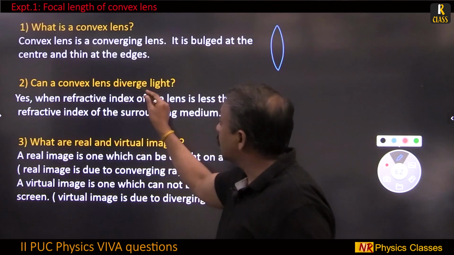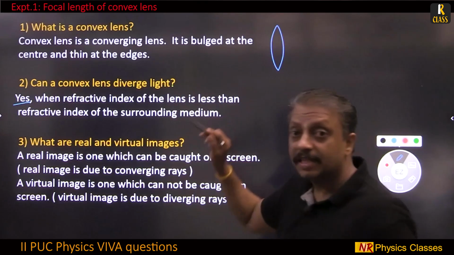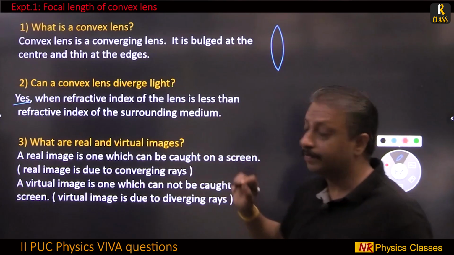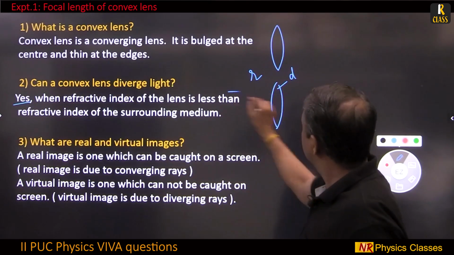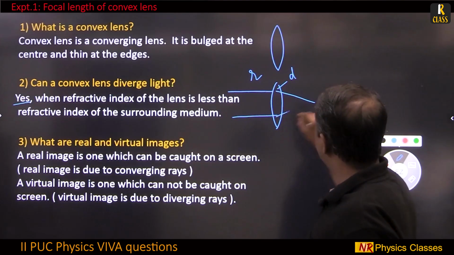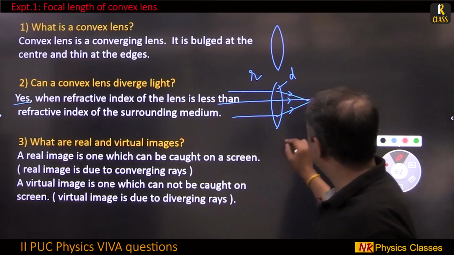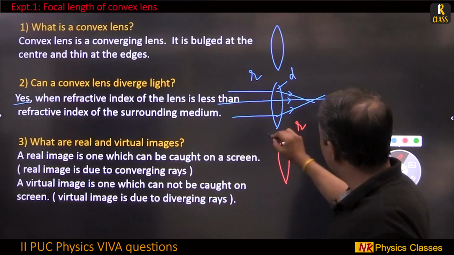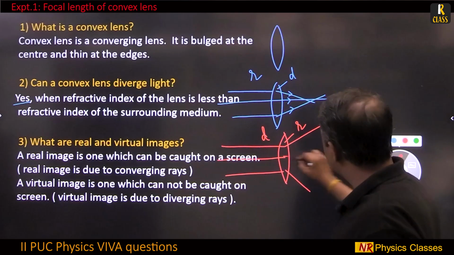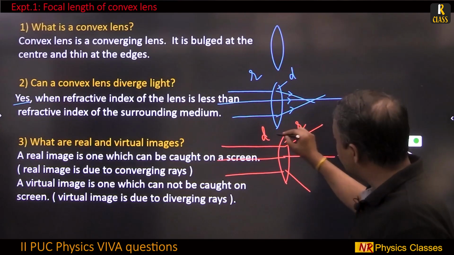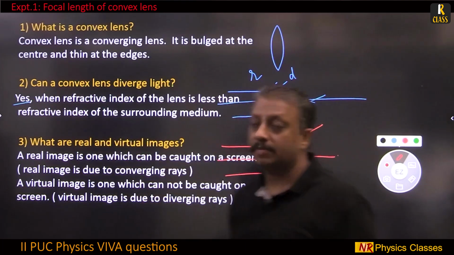Can a convex lens diverge light? Yes, when the refractive index of the lens is less than the refractive index of the surrounding medium. Say the lens is denser and outside is rarer: this is the incident light, refracted, so light converges. If the lens is the rarer medium and outside is denser, and a parallel beam of light falls on it, then light diverges. So this is true when outside is denser and the lens is rarer. So the answer is yes. It's a beautiful question.